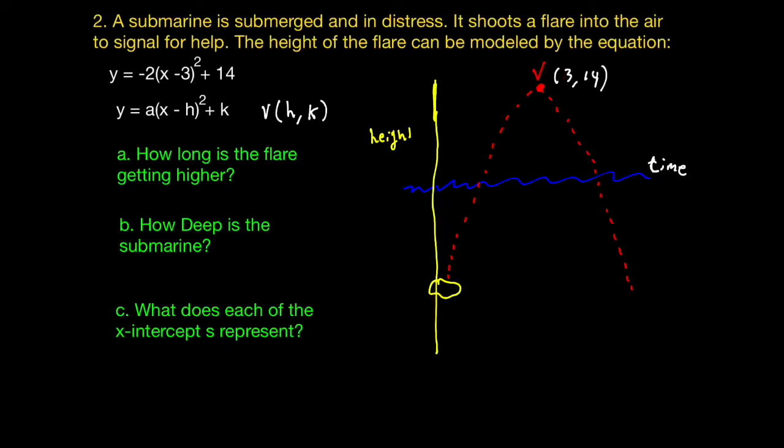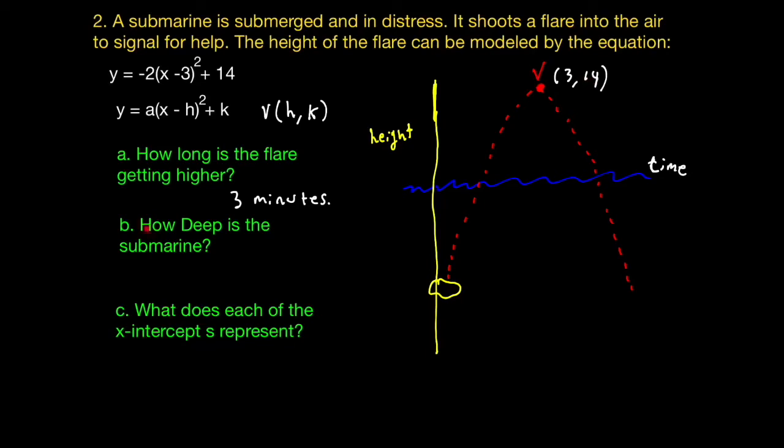The 3 is going to represent time. The 14 is going to represent the height. So how long is the flare getting higher? Well, that's going to be 3 minutes. The problem itself didn't specify the units for time, so I chose minutes. It also doesn't specify the units for height. So if it was asking how high did the flare get, you would just say 14 units.